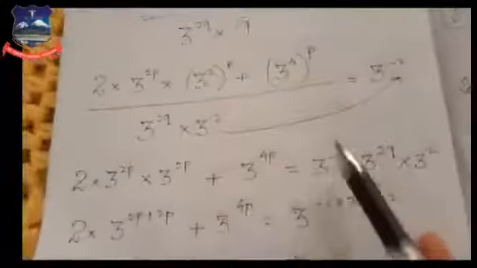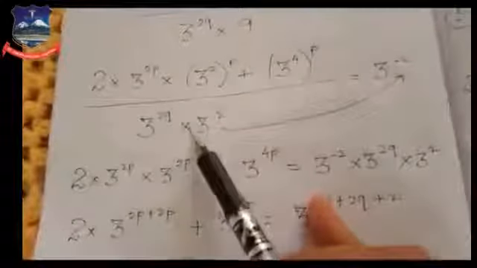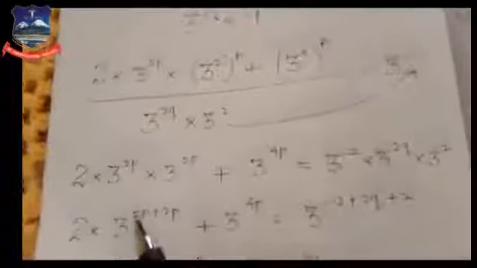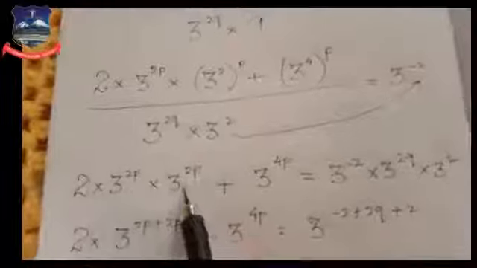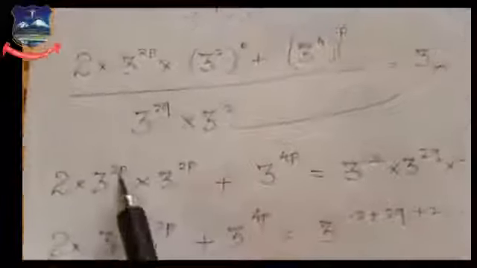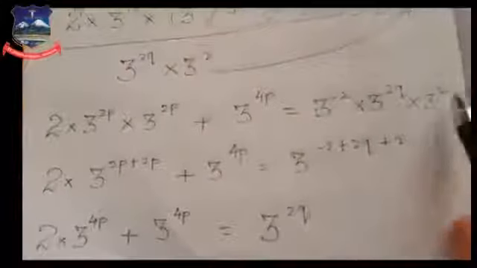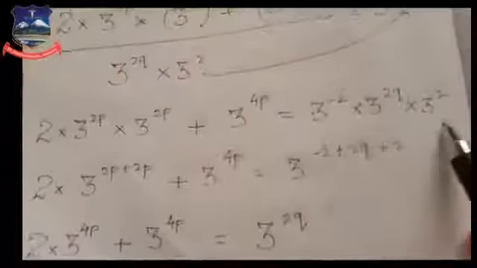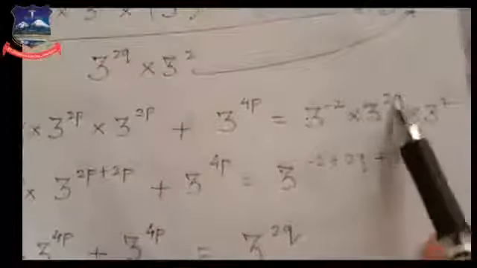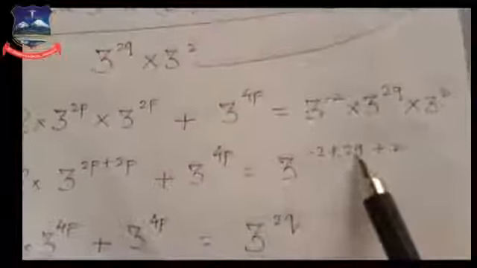3 to the power minus 2 into 3 to the power 2q into 3 square. Here these 3s are in multiplication. We have to add their powers. So we'll add the powers, plus 3 to the power 4p is equal to... Here all the bases are in multiplication. We have to add their powers. So minus 2 plus 2q plus 2. So minus 2 and plus 2 cancel.